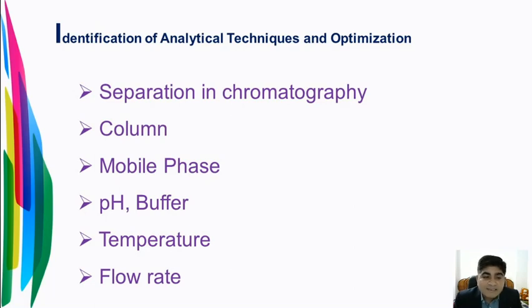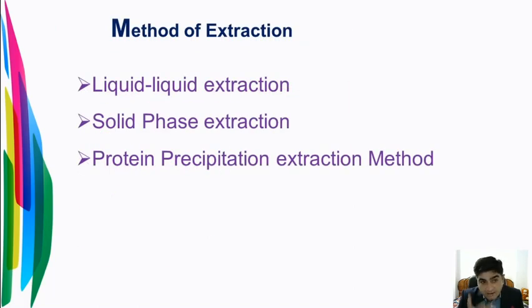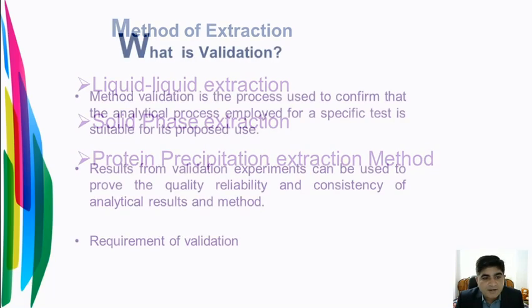On the basis of trial and error: the pH of the mobile phase, you can say the buffer of the mobile phase, the temperature of the instrument, the temperature of the lab, the temperature according to the stability of the drug, the flow rate of the instrument, and the method of extraction. I already told you about liquid extraction, solid phase extraction, and protein precipitation. These are all the steps of method development.